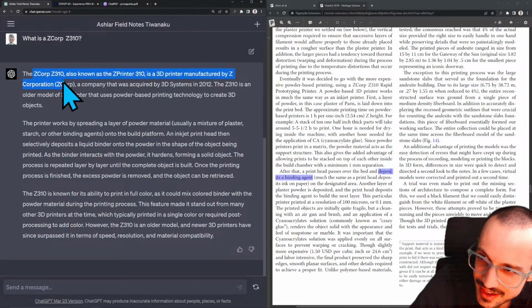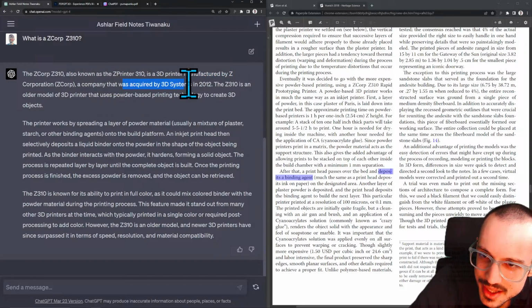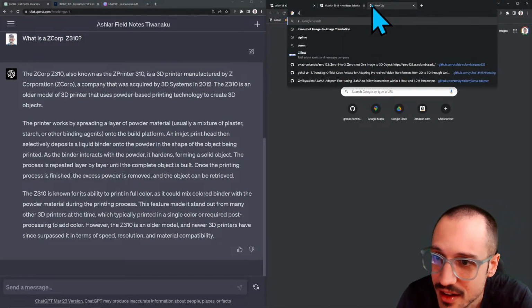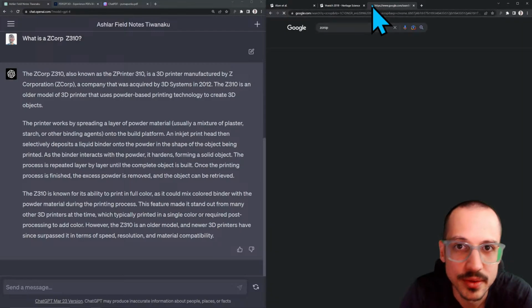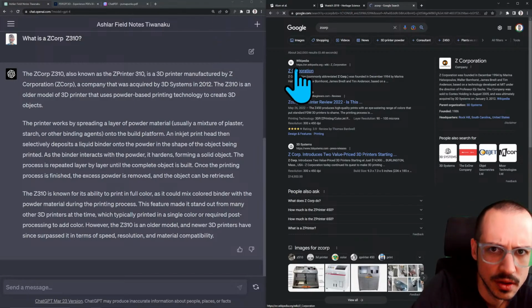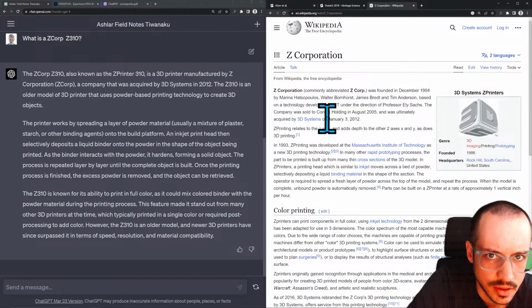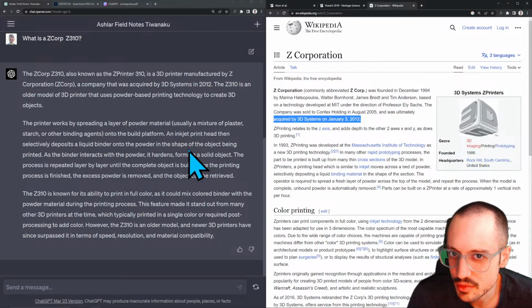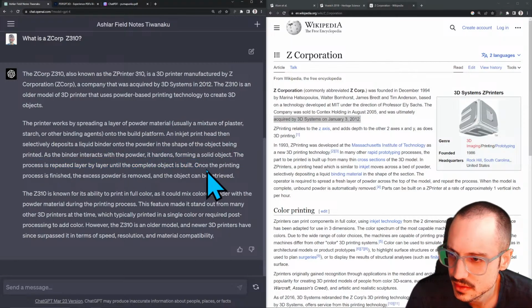Look at this. The Z Corp Z310, also known as the Z Printer 310, is a 3D printer manufactured by Z Corp, a company that was acquired by 3D Systems in 2012. Let's just double check that. Z Corp, not Z Crop, Z Corp. Acquired by 3D Systems in 2012. The printer works by spreading a layer of powder material onto the build platform. Print full color.